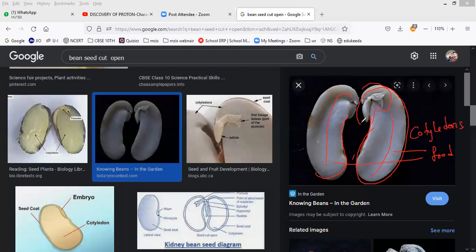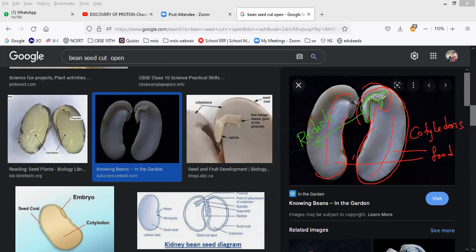And in this picture, you might see some kidney-shaped structure, it looks like a liver. Have you seen, guys? Not the leaves. These look like leaves. Yes or no? Small leaves are present here. So this structure is called radicle. What do we call it? We call it radicle.